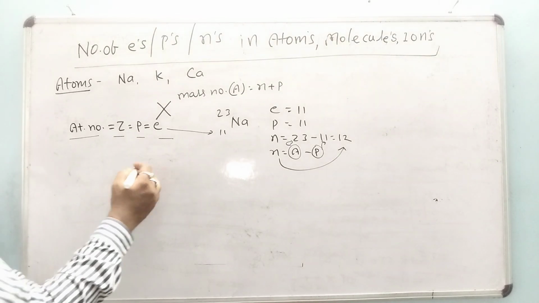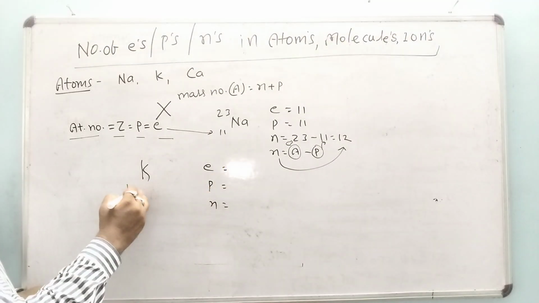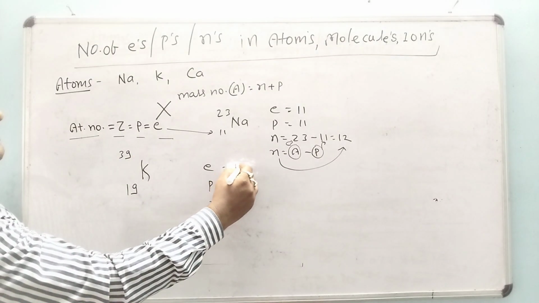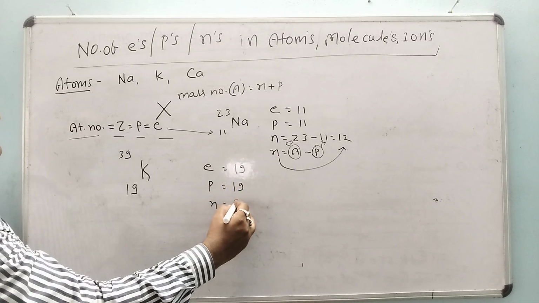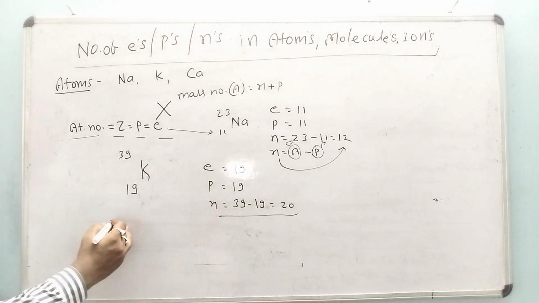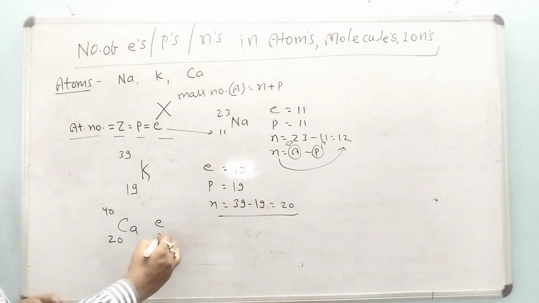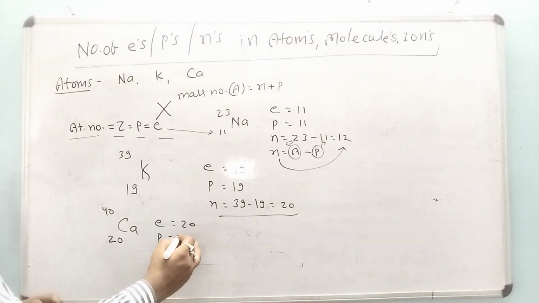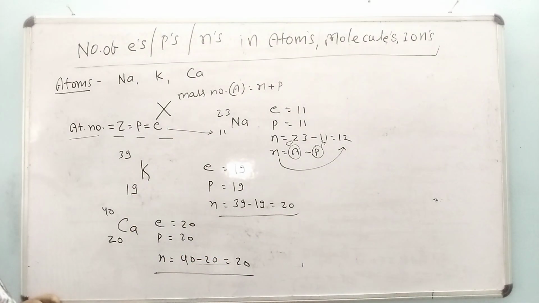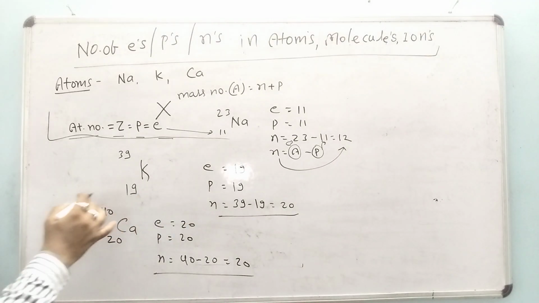Now again we can find the electrons, protons and neutrons in potassium. Atomic number 19, atomic mass 39. Electron 19, proton 19 and neutron 39 minus 19, so the answer is 20. After that we will discuss calcium. Atomic number 20, mass number 40. Electron is 20, proton is 20, and neutron is 40 minus 20, so neutron is 20. So in case of atoms, we can easily find electrons, protons, and neutrons with the help of these concepts.